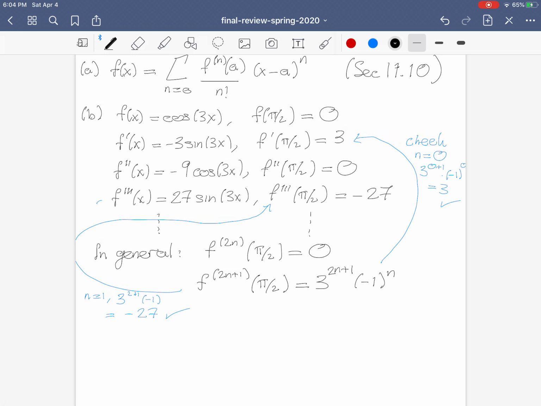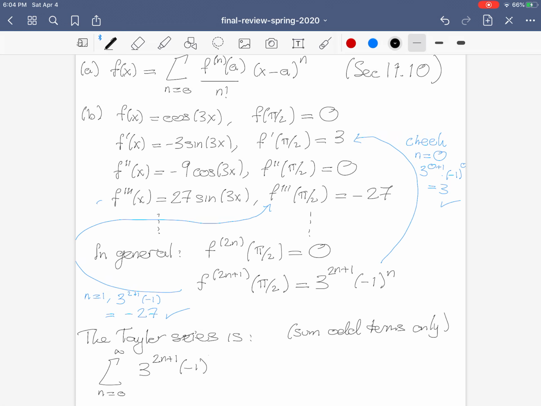So with this in hand, the Taylor series is, so I only need to sum over the odd terms. We know that all the even derivatives are 0. So I just sum over the odd terms. So the first thing I have is the 2n plus 1th derivative, which I worked out was 3 to the 2n plus 1 times negative 1 to the n.